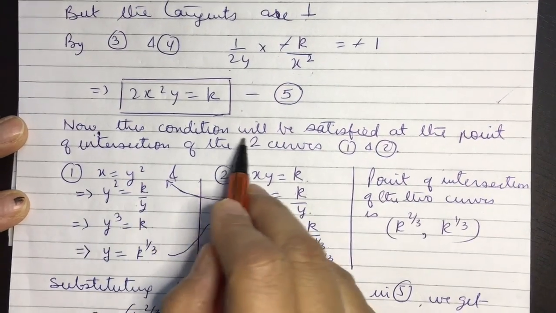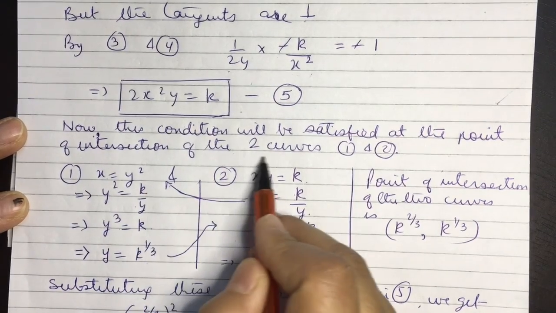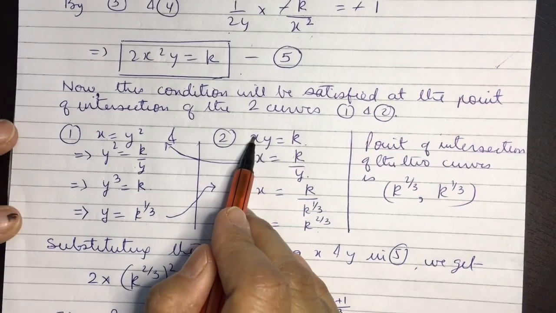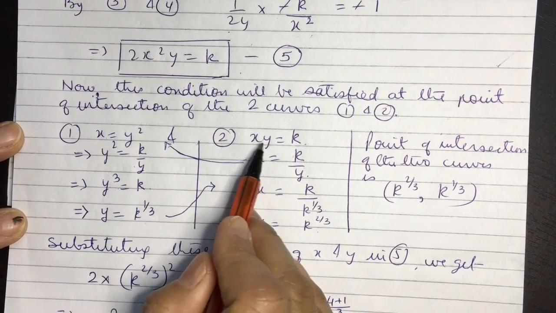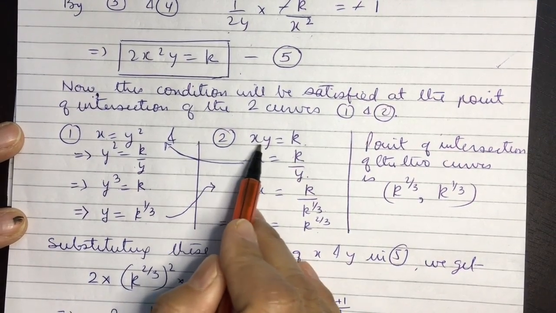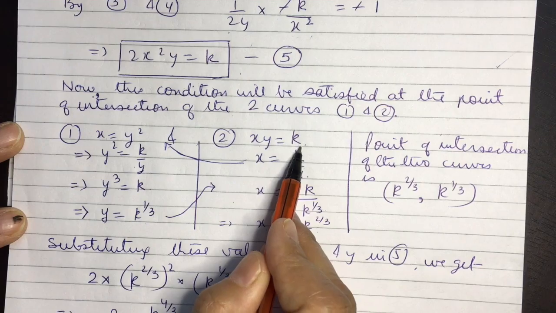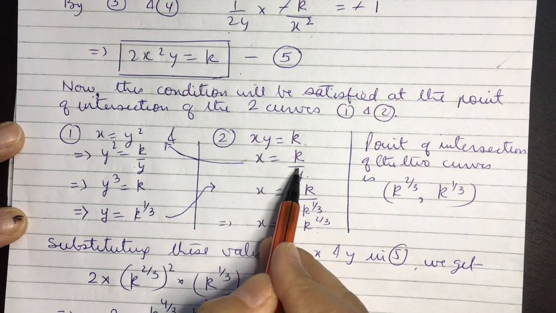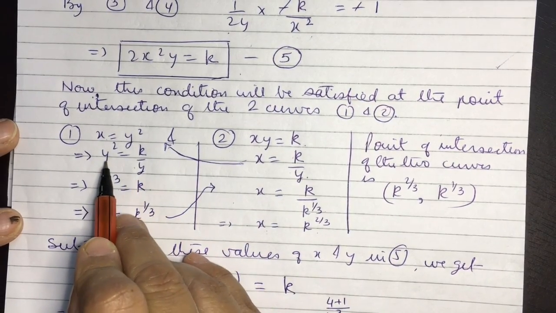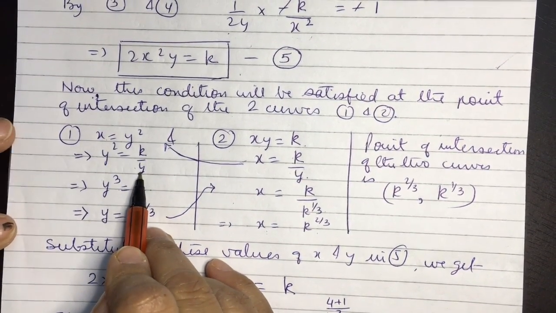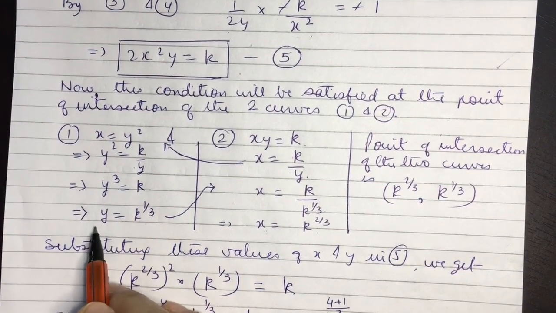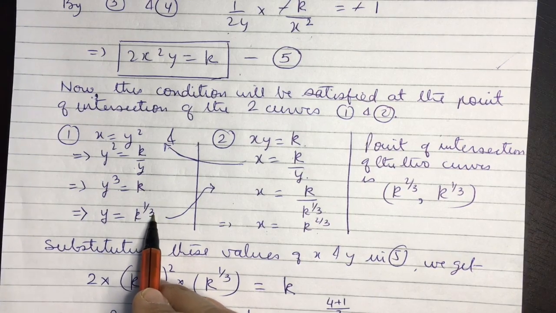Now this condition will be satisfied at the point of intersection of the two curves 1 and 2. So let's first find the point of intersection. For that, let's consider the two curves. Curve 1 is x equal to y square and curve 2 is xy equal to k. From here we get x equal to k upon y. Substituting this in this curve, we get y square is equal to k upon y, which gets solved to y cube equal to k, and hence y is equal to k raised to power 1 upon 3.